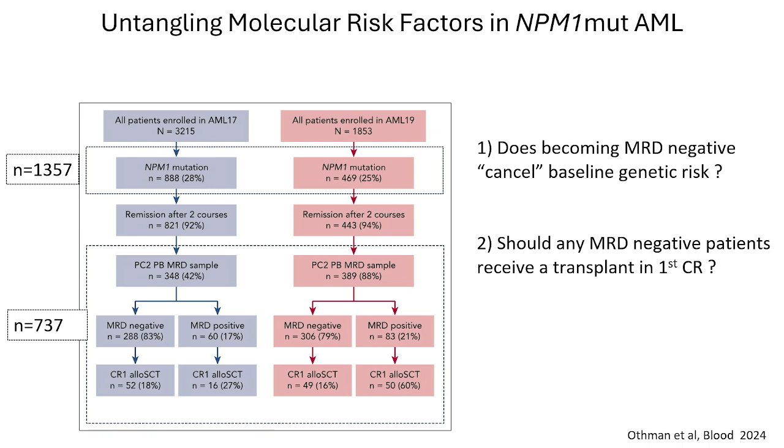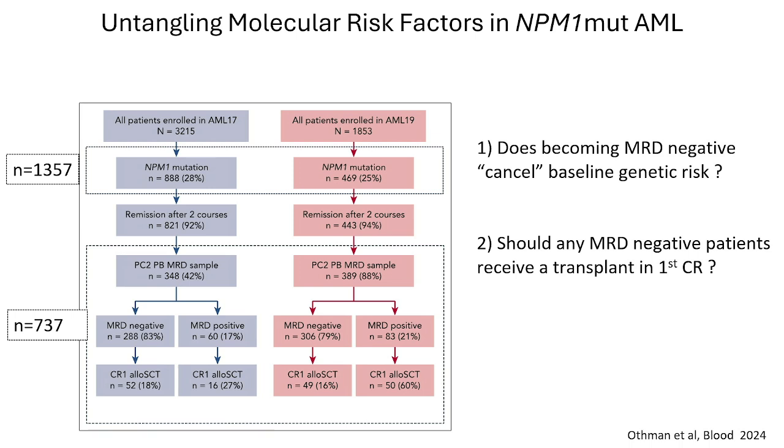So we have tried to address this question, again, using our large NCRI trial protocols, the same 2 studies, which were AML17 and AML19. These were studies of younger patients, generally under the age of 60, receiving intensive induction chemotherapy. And altogether, across these 2 studies, we could identify 1,357 patients with NPM1 mutation, and of these, 737 had both MRD status measured in the blood after cycle 2, which in our hands is by far the most predictive time point for MRD assessment, and they had a full molecular profiling by NGS available.